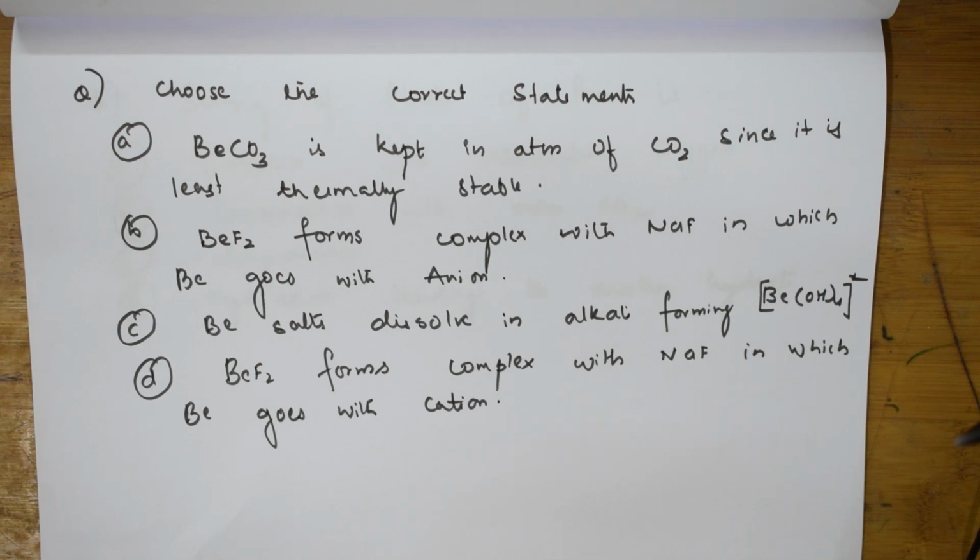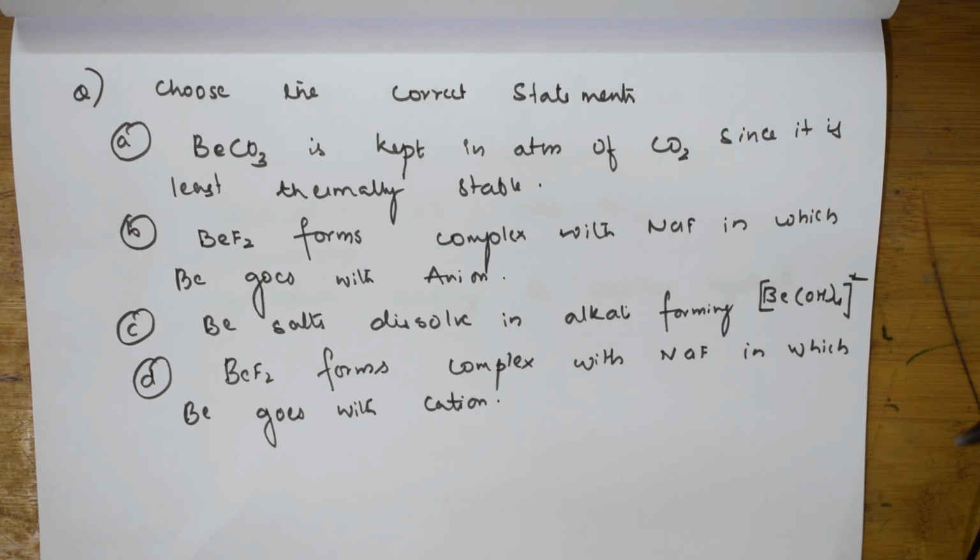So now, according to the analysis, let me see. The correct statement I need to find. The first one, if I go into the depth of the topic, that is wrong basically. The second one, BeF2 forms complexes, that is also wrong. The third one, dissolves in alkali forming that coordinate complex, that is also wrong. What is the correct statement? The correct answer is Na2, because it is going to form a complex with this.